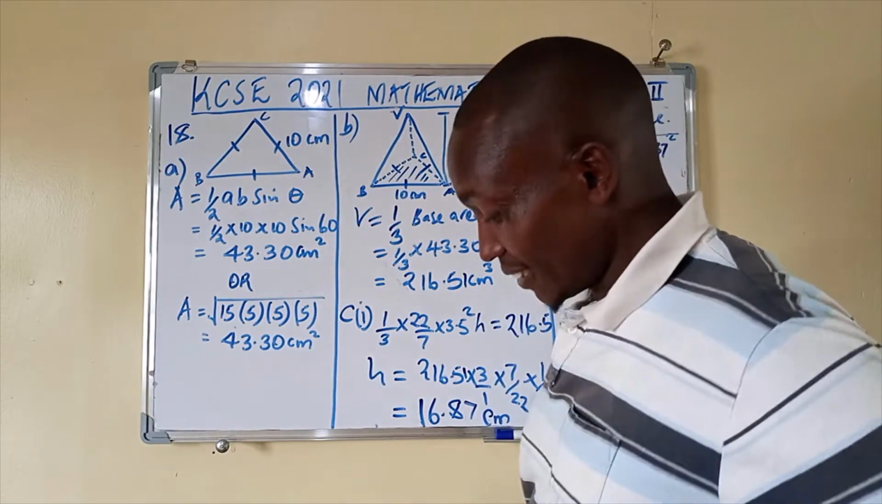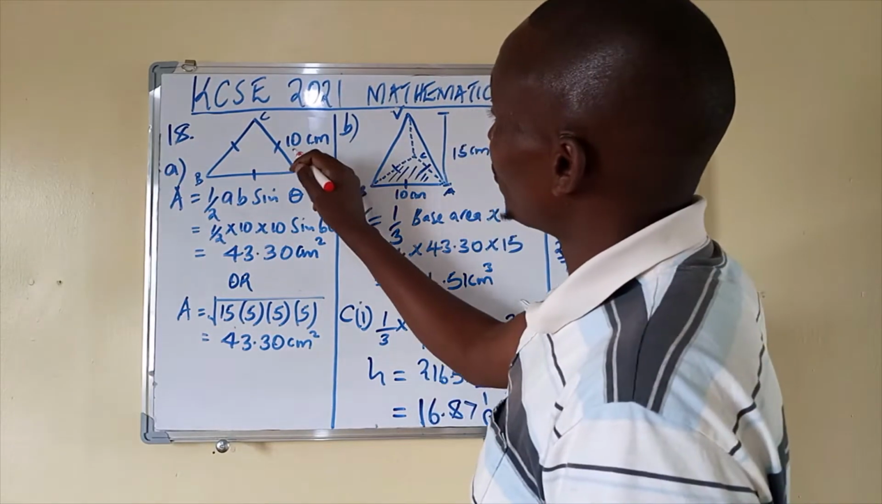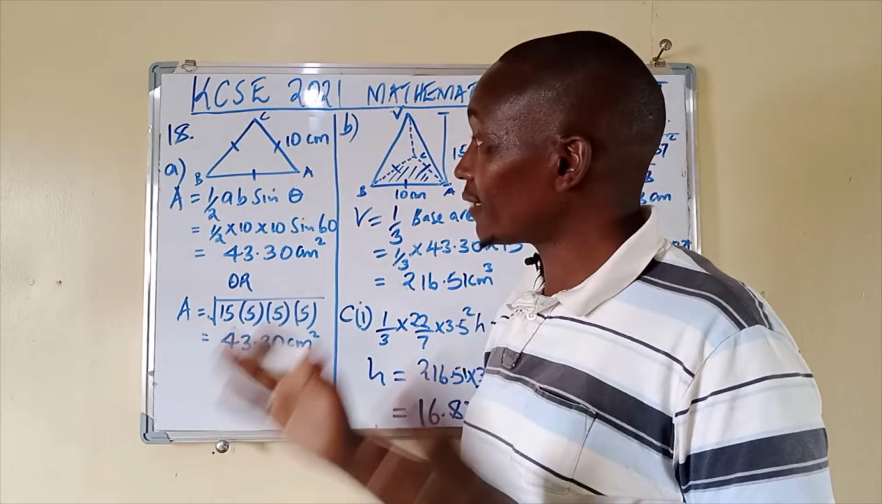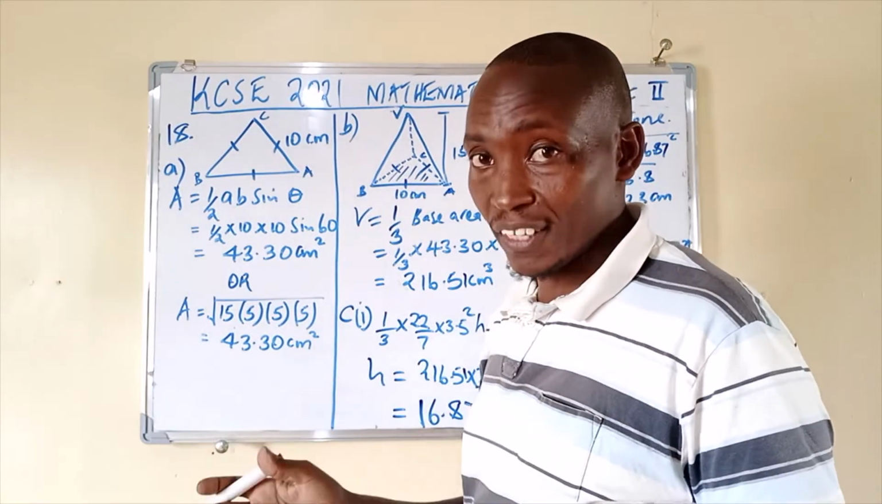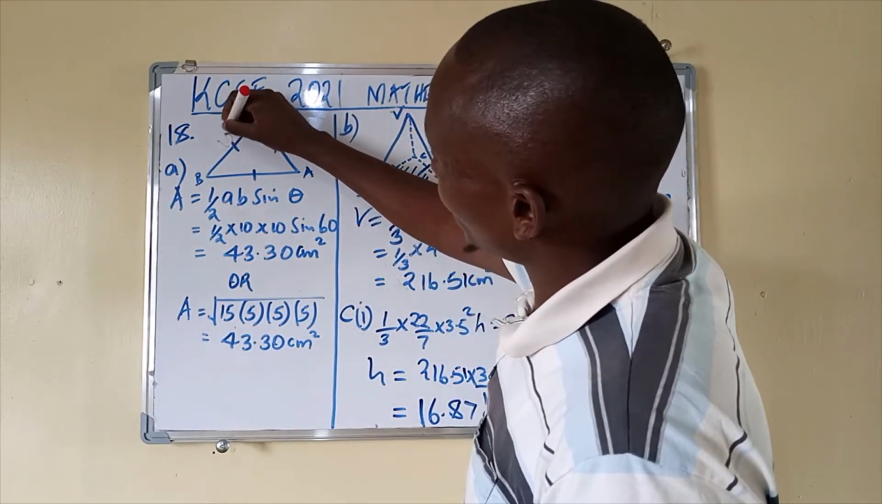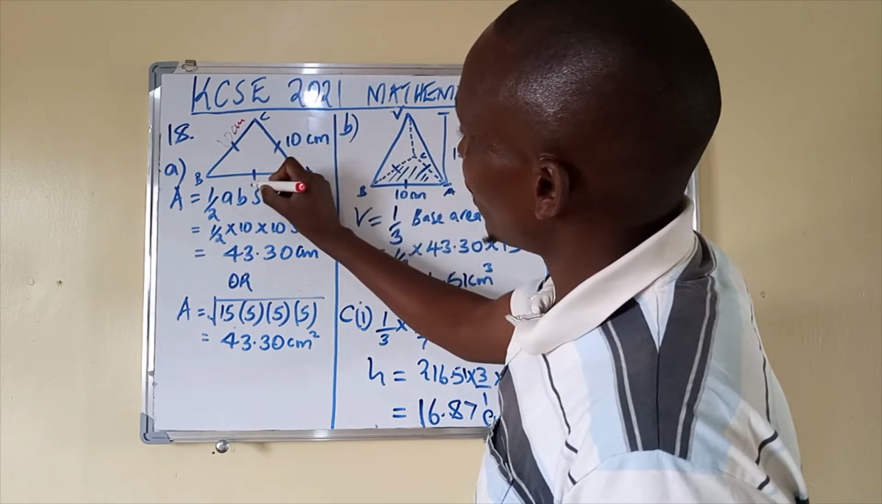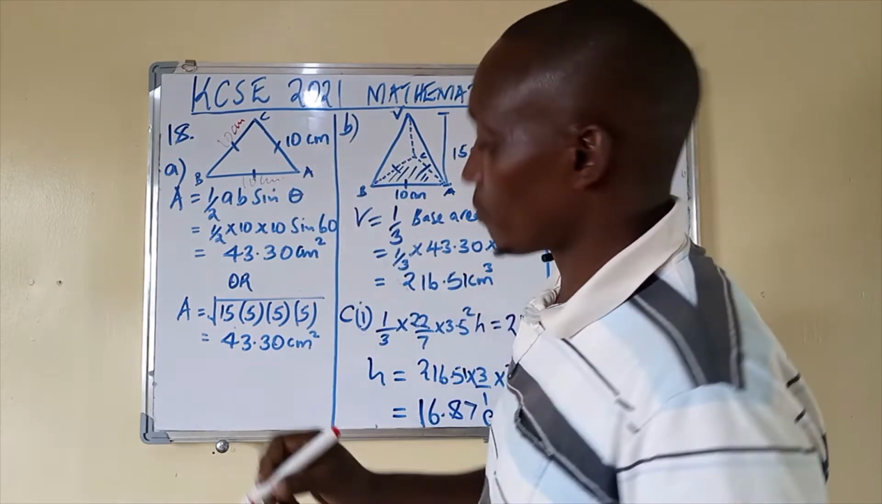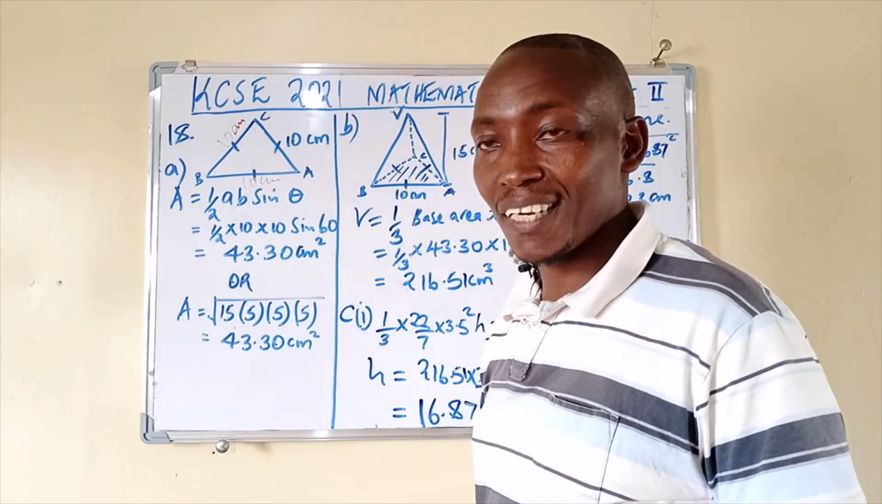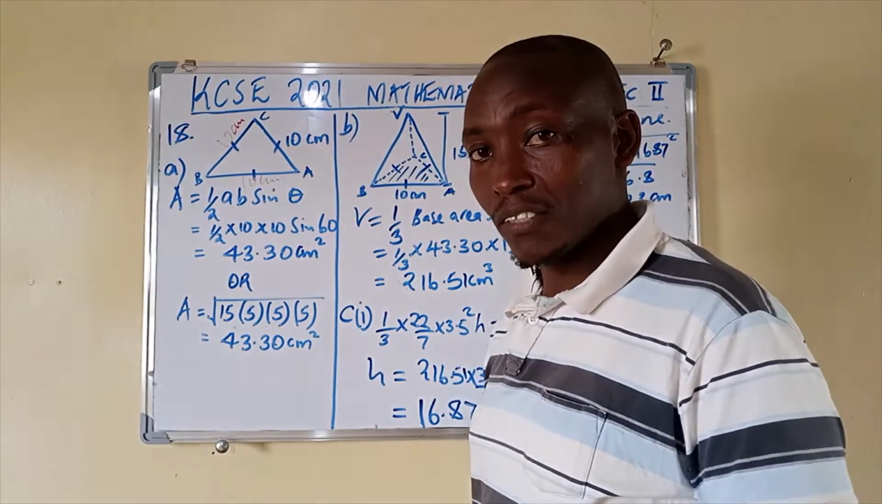With question number 18, you're given an equilateral triangle. And an equilateral triangle is a triangle whose sides are equal. All 3 sides are equal. So you're given that one side is 10 centimeters. So even this one is 10 centimeters. Even this one is 10 centimeters. Part A, the easiest question you can have, the area of this triangle.